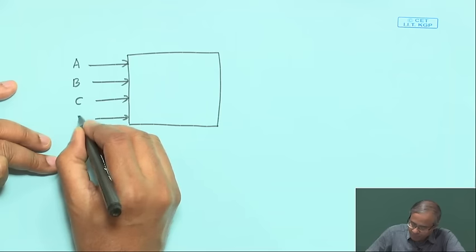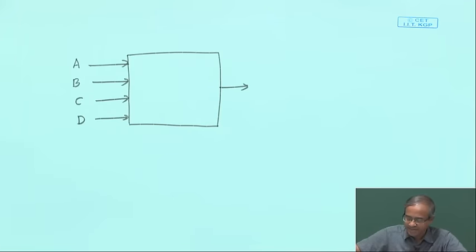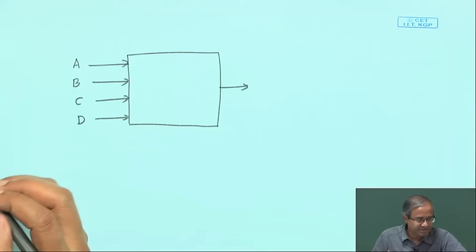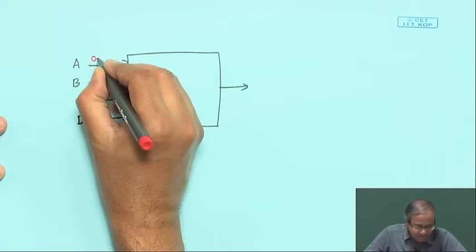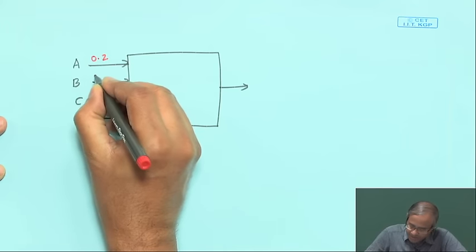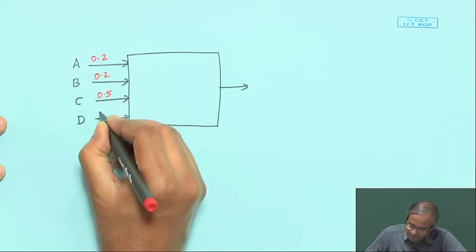Now, in this approach, of course, there is an output. In this approach, we are looking at the signal probabilities. So, I am assuming that the signal probability of the inputs A and B are 0.2 and 0.2, and C and D are 0.5 and 0.5.